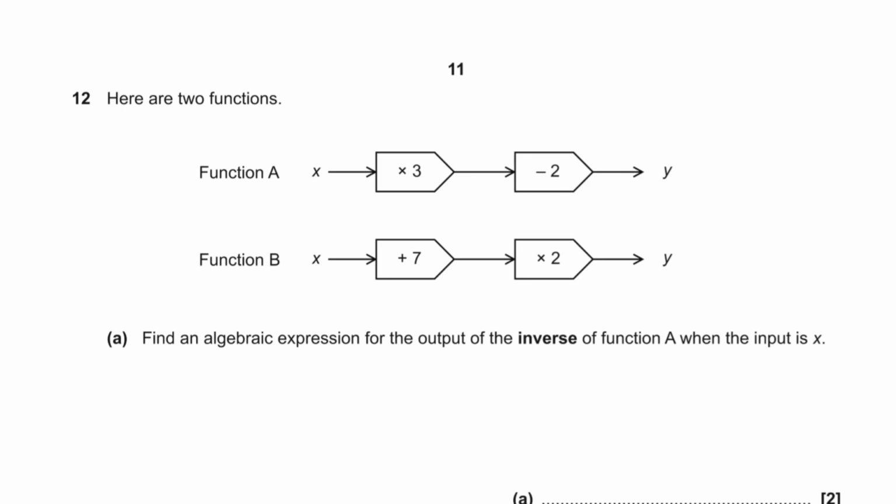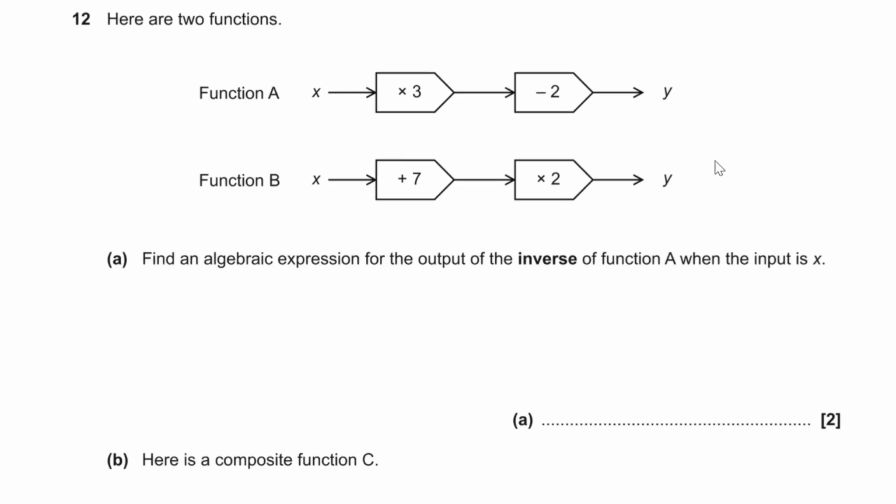Question number 12. Here are two functions. For function A, we have a number x, we times by 3, we then subtract 2, we get y. And for function B, we add 7 to x and then we times by 2 and we get y. And what we have to do is find an expression for the output of the inverse of function A when the input is x. Well, if we consider A, if we input x, we have x times by 3, so that's 3x. And then we subtract 2, and the result of this is y. So what we have to do is find the inverse of this.